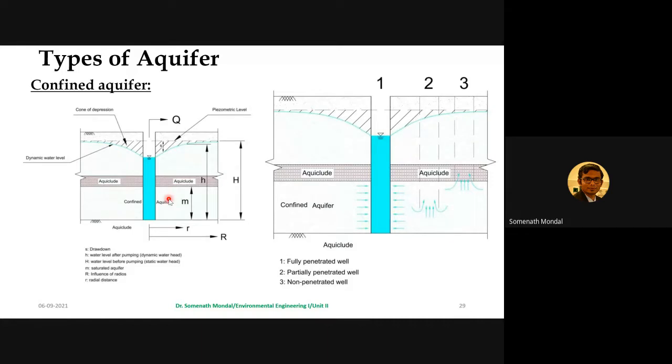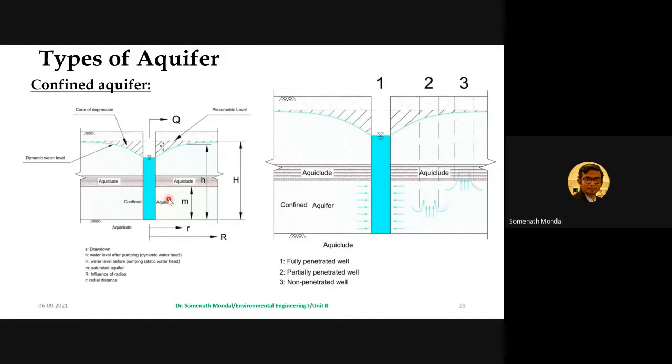Now comes the confined aquifer. From the figure which I have shown in the previous slide, you can understand that a confined aquifer is an aquifer which is bounded by an aquiclude both at the lower and the upper part. In other words, we can say that it is basically sandwiched between two aquicludes. Fine. So this aquifer is confined between two impervious layers.